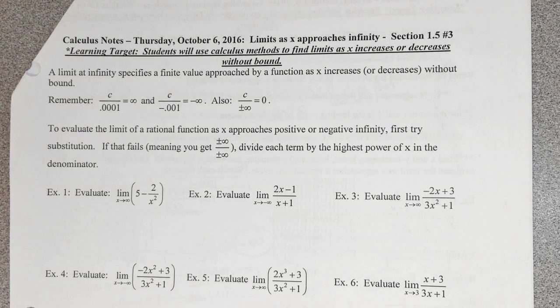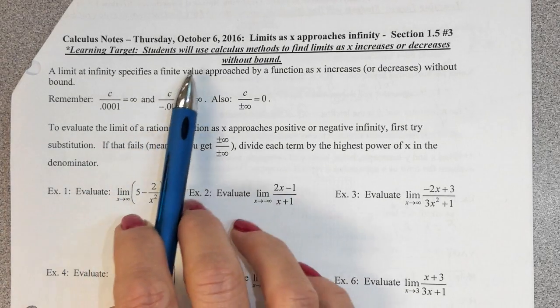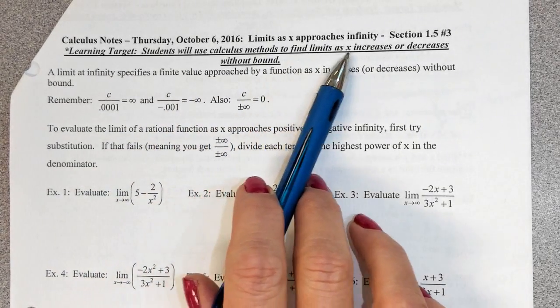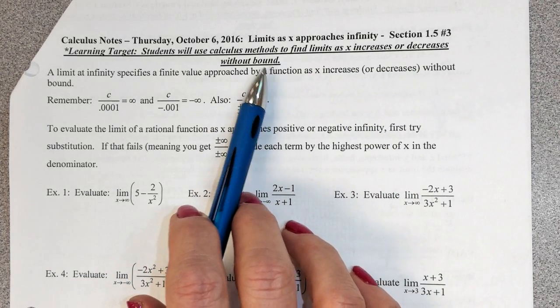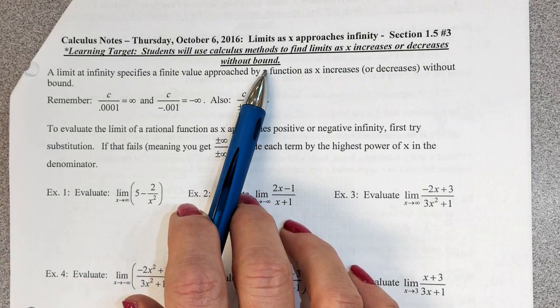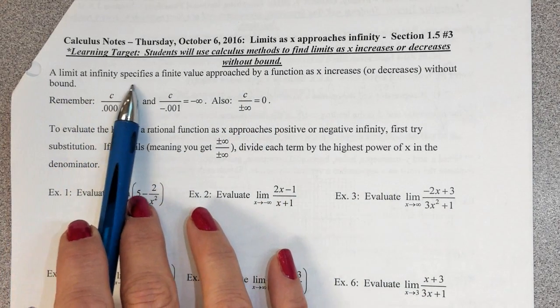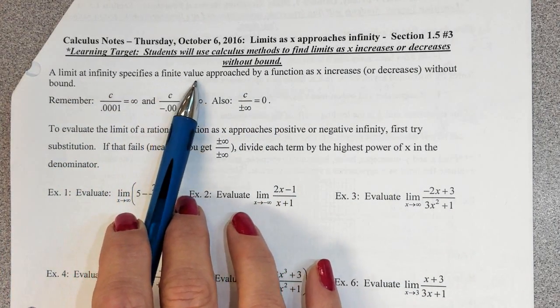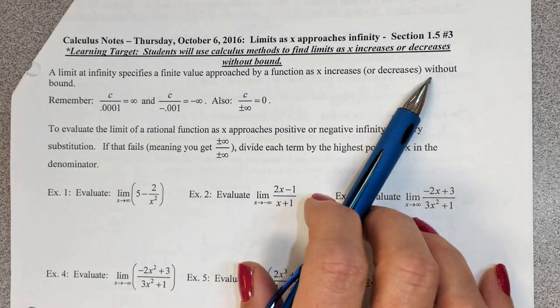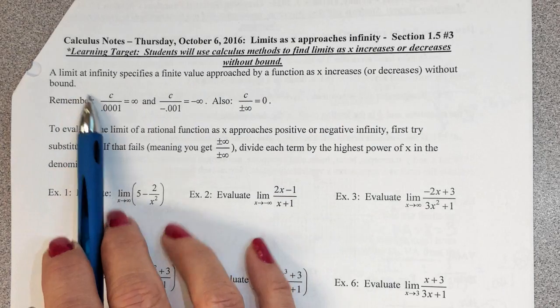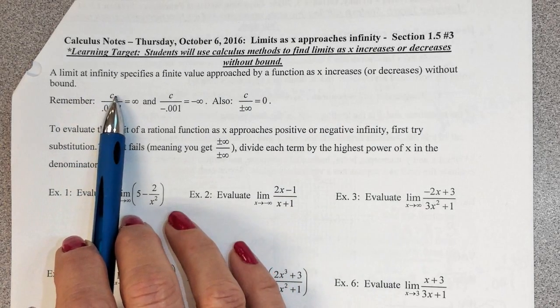Okay, so like I said, we are going to be looking at limits as x increases or decreases without bound. So we're not talking about the y's increasing or decreasing without bound, it's the x's. A limit at infinity specifies a finite value approached by a function as x increases or decreases without bound. Now here are some things we've already talked about.